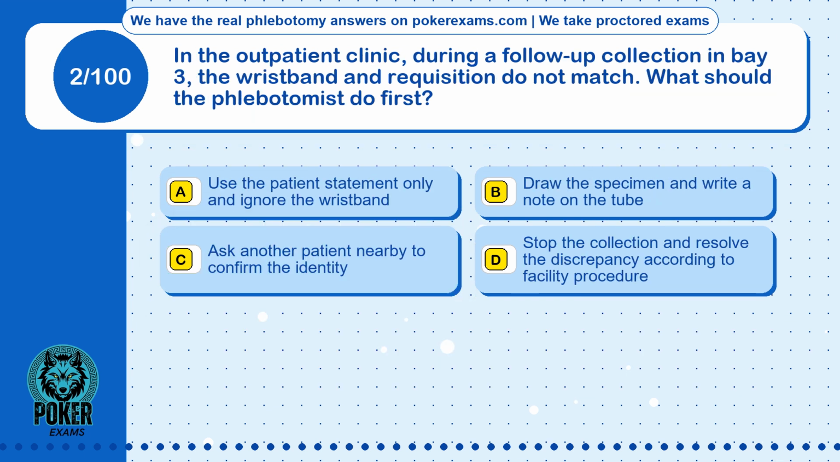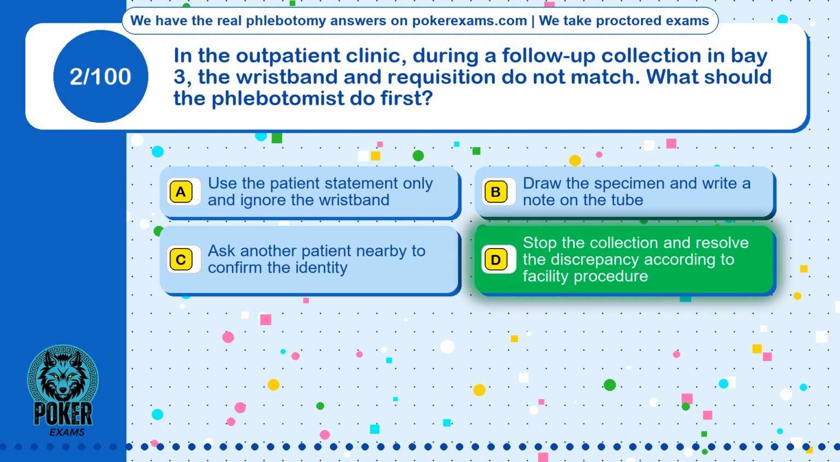Question 2. In the outpatient clinic, during a follow-up collection in Bay 3, the wristband and requisition do not match. What should the phlebotomist do first? Option A. Use the patient statement only and ignore the wristband. Option B. Draw the specimen and write a note on the tube. Option C. Ask another patient nearby to confirm the identity. Option D. Stop the collection and resolve the discrepancy according to facility procedure.